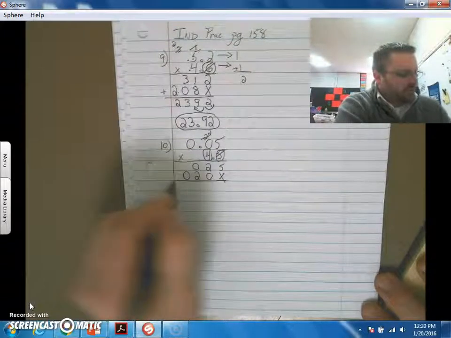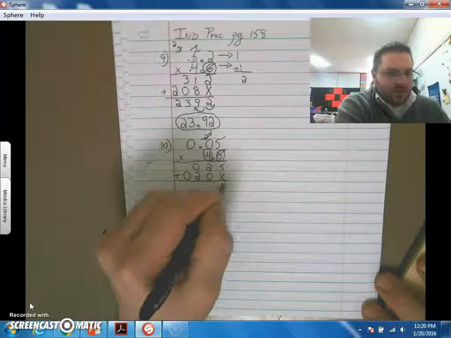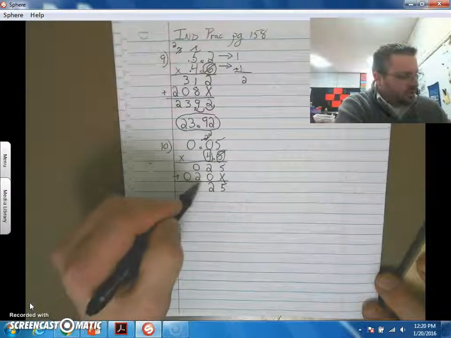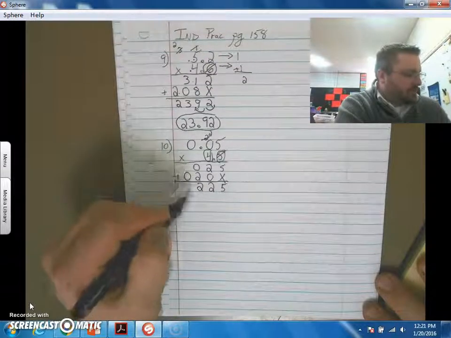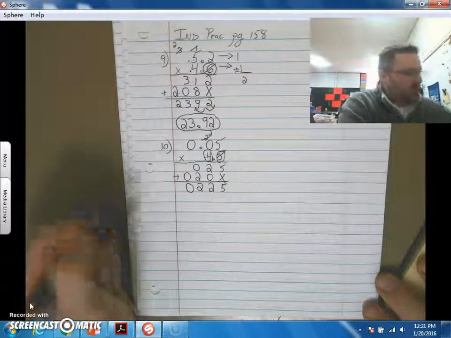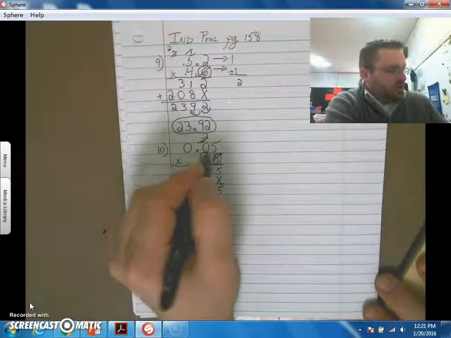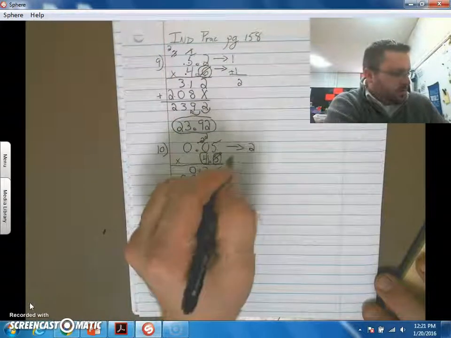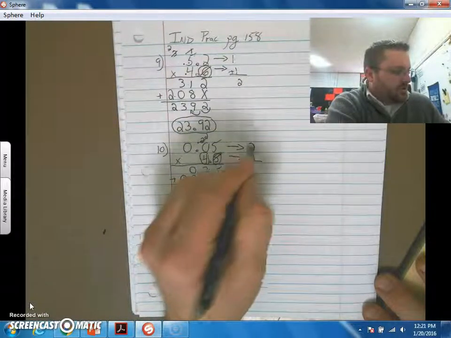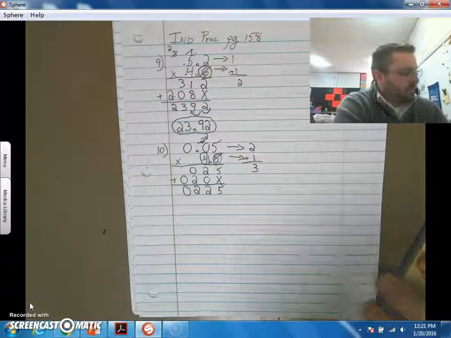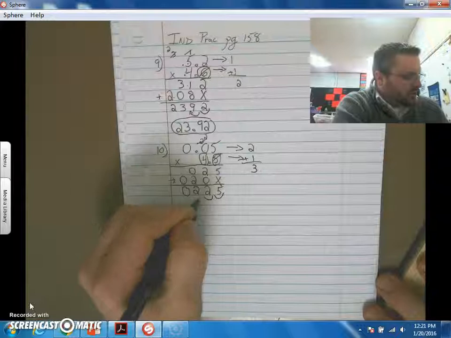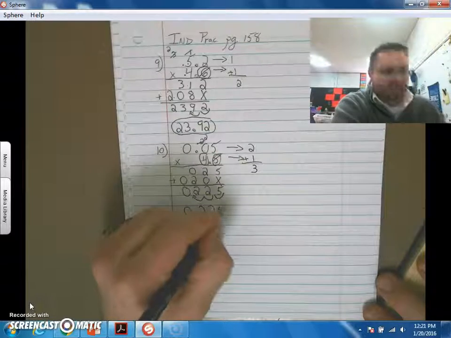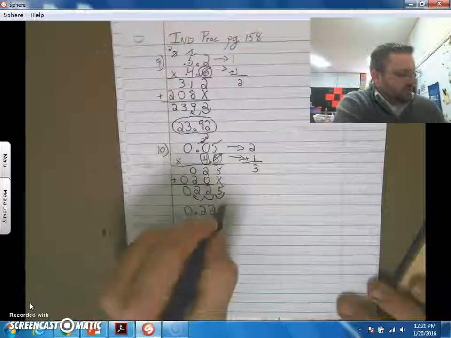Add my two partial products. 5 plus nothing is 5. 2 plus 0 is 2. 0 plus 2 is 2. And nothing plus 0 is 0. I look at my place values. Decimal, 1, 2. Decimal, 1 place value. So I have a total of 3. 1, 2, 3. 0.225. That should be your final answer.